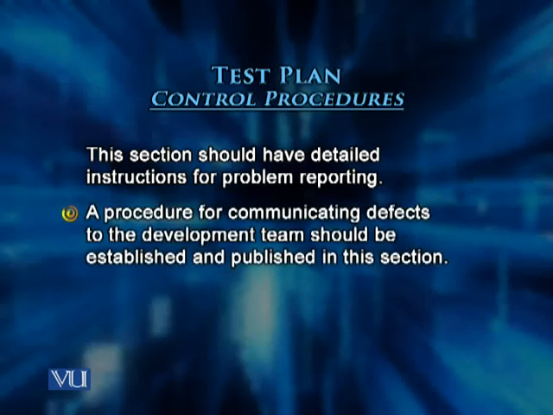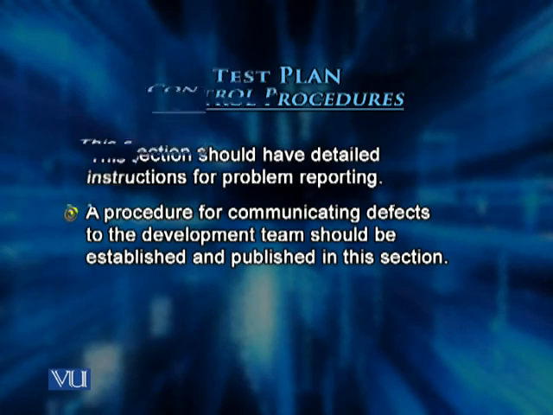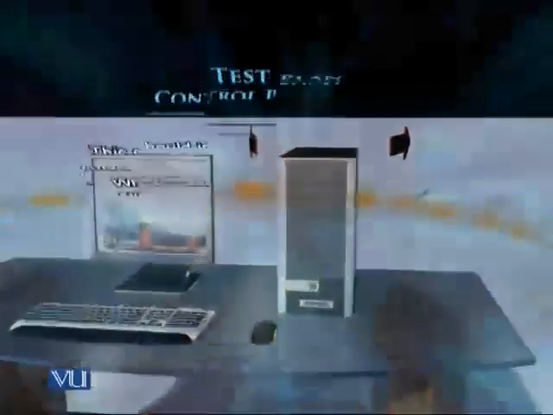And a procedure for communicating defects to the development team should be established and published in the control procedures section of the test plan. If we have not properly documented this procedure in the test plan, then how can we assure that those problems have actually been reported to the development team? And there is no mechanism to perform the audit of the problem reporting activity.